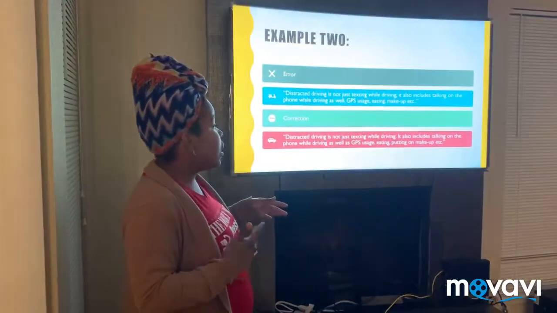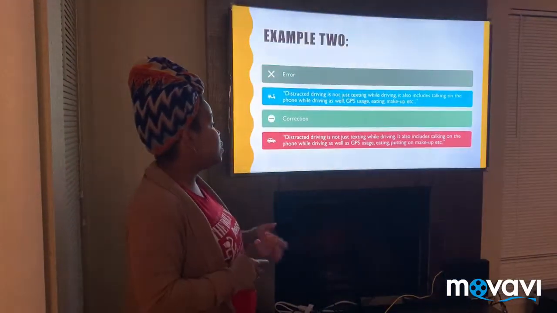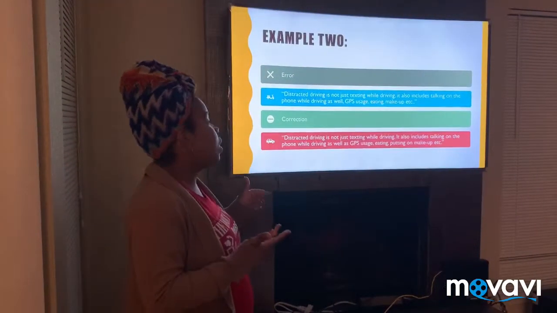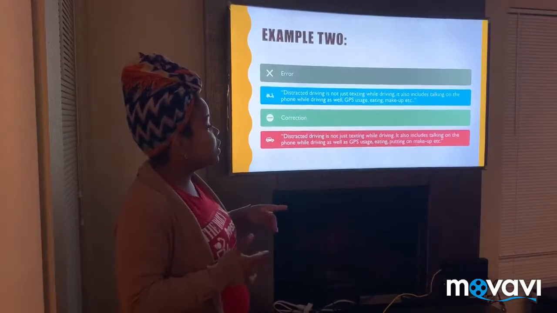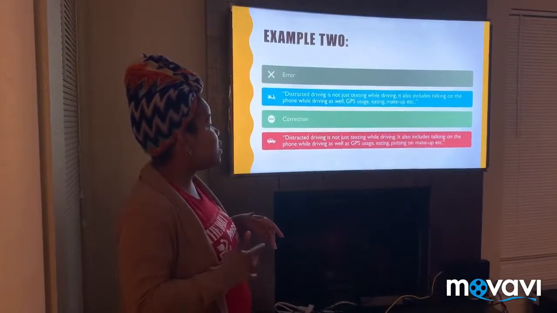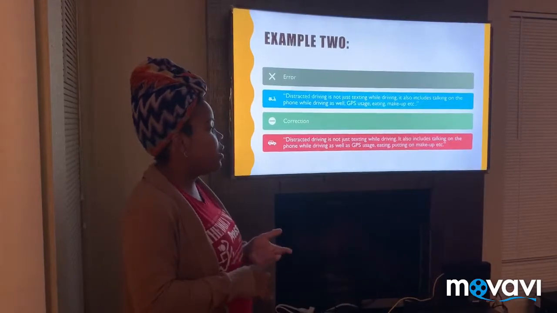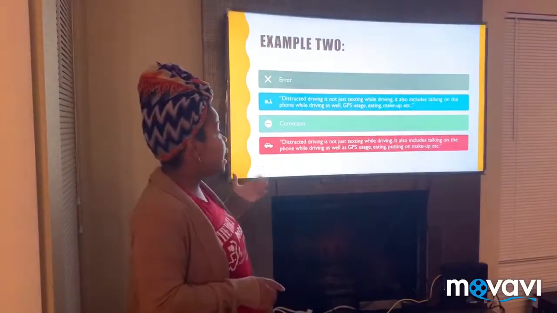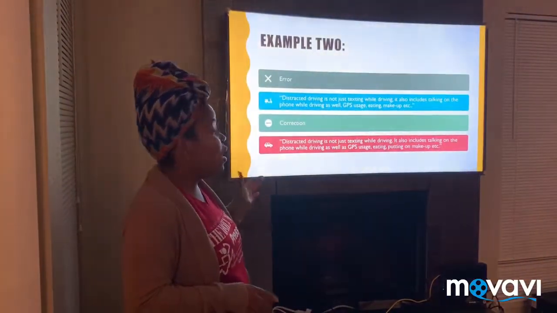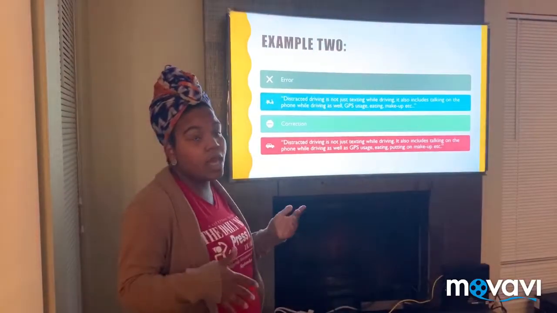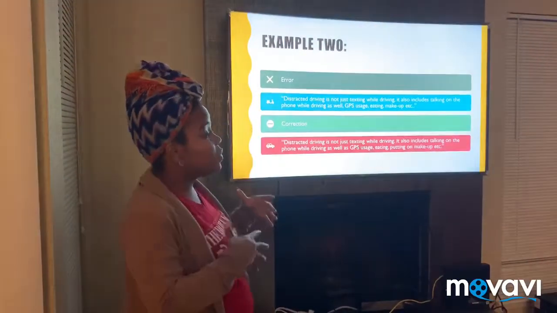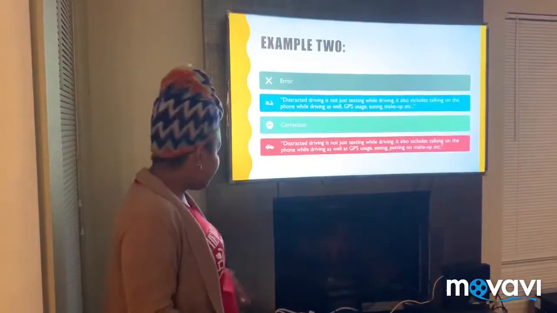So period, it also includes talking on the phone while driving as well as GPS usage, eating, putting on makeup, etc. So that would be the correct example of how to change that from something that was incorrect to something that is the correct way to say it.